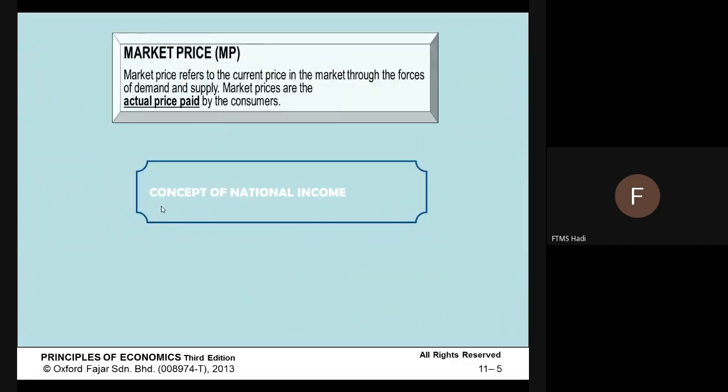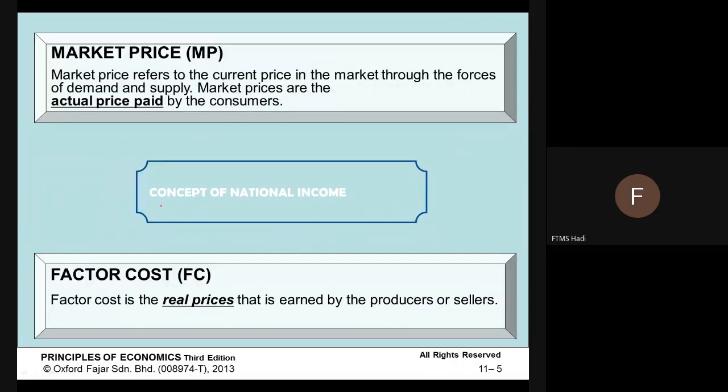Let's have a look at this one, market price. In Malay we call it harga pasaran. Market price refers to the current price in the market. That means the price at the market today for all goods and services, through the forces of demand and supply. You already learned demand and supply before, right? This is the demand curve. This is the supply curve.